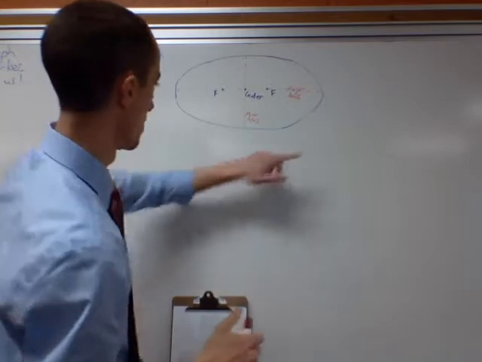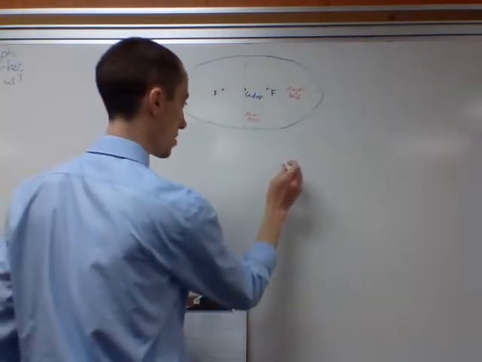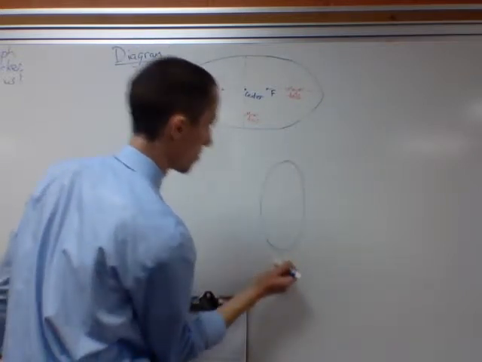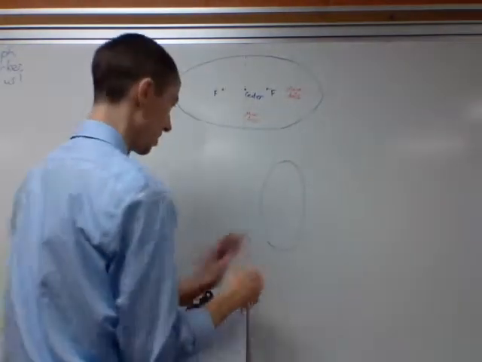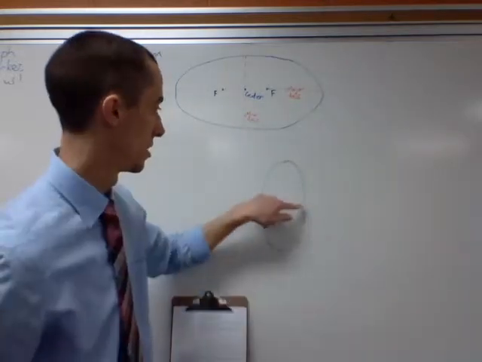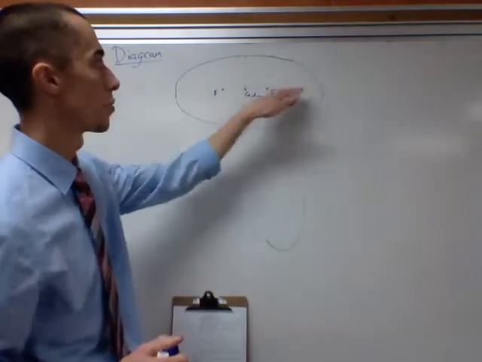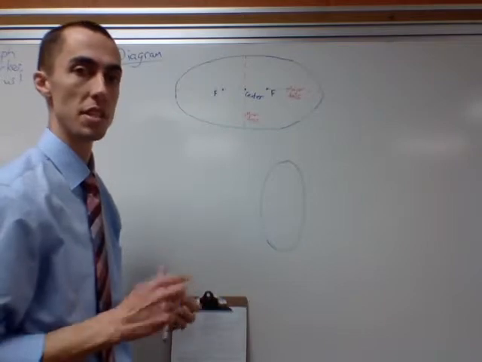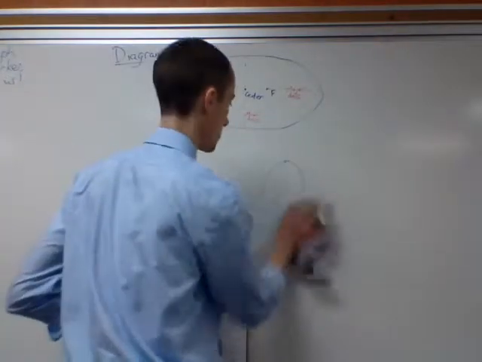If this were, I'll just draw a quick sketch, if this were an ellipse that was sort of rotated around, so it was longer up and down than side to side, this would be the major axis, and this would be the minor one. So the major axis isn't always horizontal. It could be vertical, and we will see an example of that towards the end of this lesson.